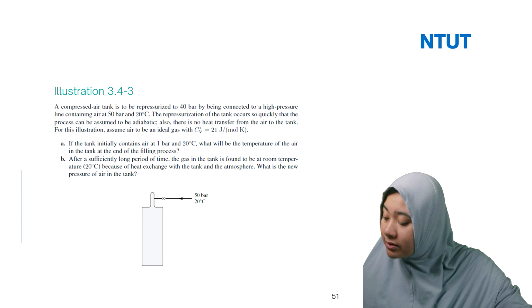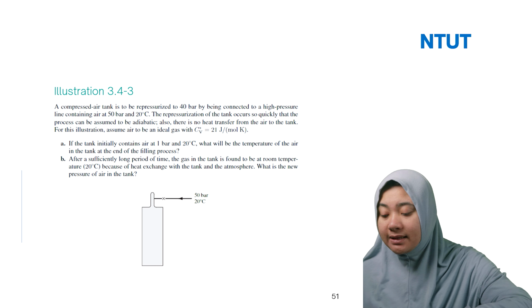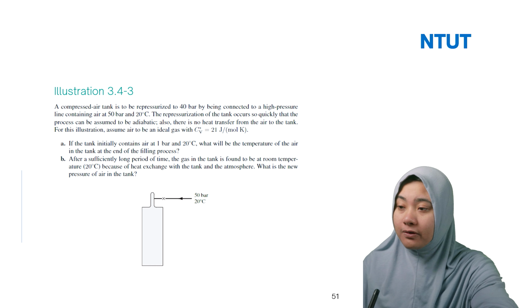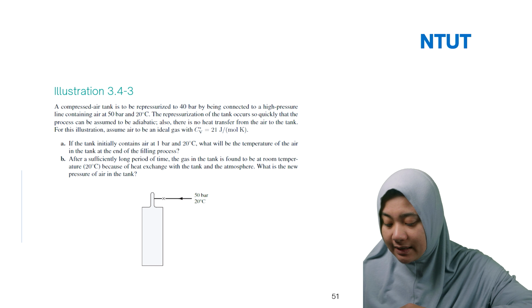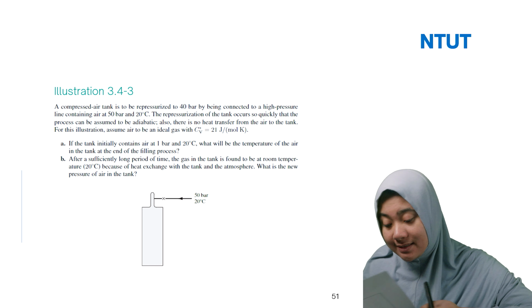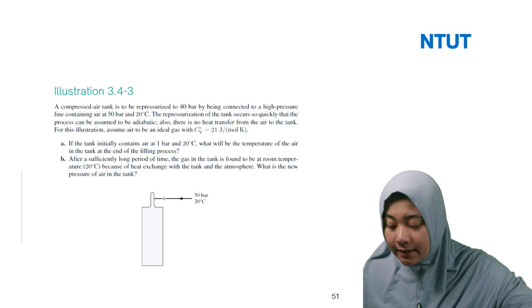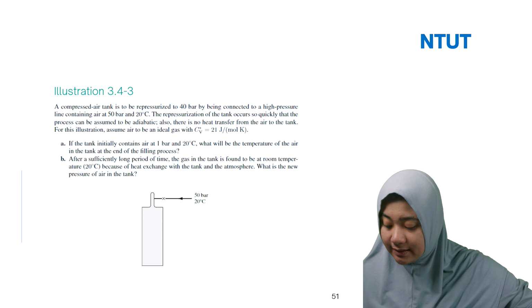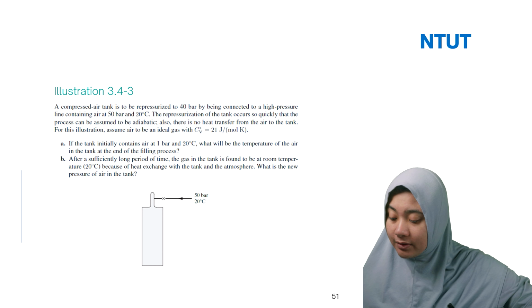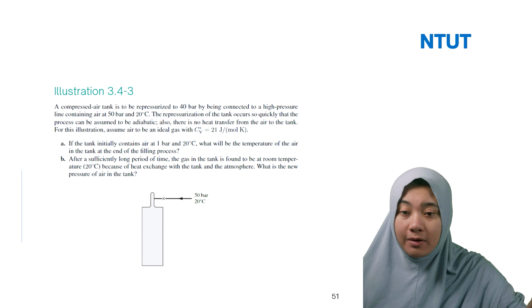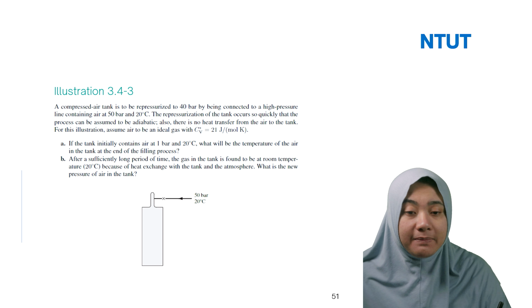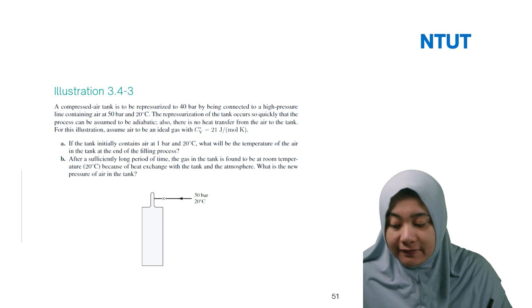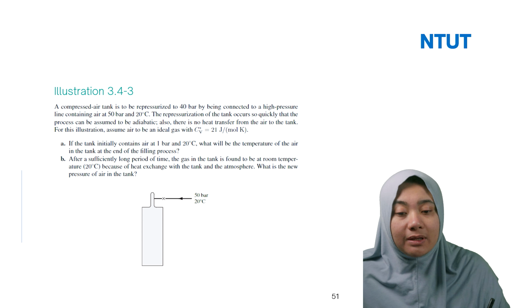And we can go to illustration 340. I think illustration 342 is a simple case. We do almost the same as before, so I don't think it's hard for you. And then we can go to illustration 343. In 340, it's exactly like this: the compressed air tank is to be repressurized to 40 bar by being connected to the high pressure line. So here we have the pressure line, 50 bar, and 20 degrees C.